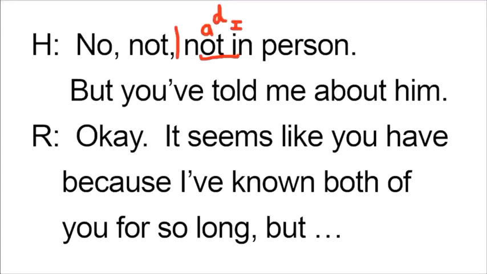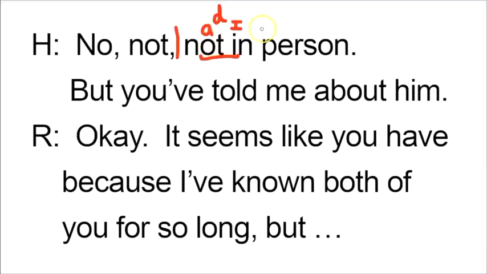Person is a two-syllable word. Which syllable is stressed? Not in person. The first syllable. The second syllable doesn't really have a vowel in it. It's the schwa sound, but when the schwa is followed by N, you don't need to try to make a separate vowel. Person. Not in person, but you've told me about him.